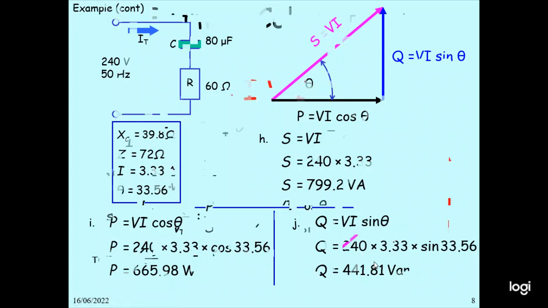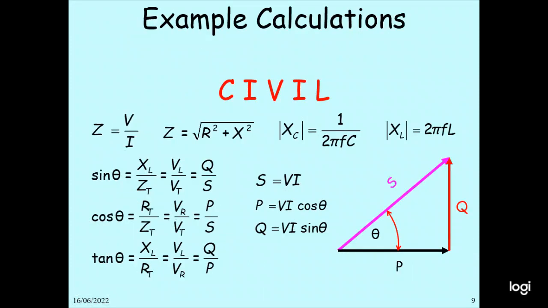So these are the calculations. Z equal to V by I, Z equal to square root of R square plus X square, XC equal to 1 by 2 pi f C, XL is 2 pi f L. Sin theta is X by Z, that is VX by VT, so Q by S. Cos theta is R by Z, so VR by VT, so P by S. Tangent theta is X by R, so Q by P. So S equal to VI, P equal to VI cos theta, Q equal to VI sin theta. In this power triangle, the horizontal component is active power P, the vertical component is reactive power Q, the apparent power is the hypotenuse S, and the phase angle is theta.